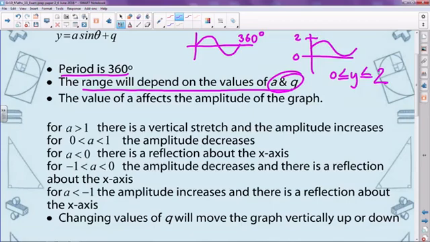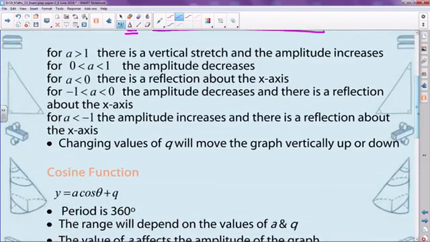The value of A affects the amplitude of the graph. Now the amplitude of the graph is the height from the middlemost point. Okay. Now there's a lot here. So for when A is more than 1, there is a vertical stretch and the amplitude increases. For when A is a fraction, the amplitude decreases.